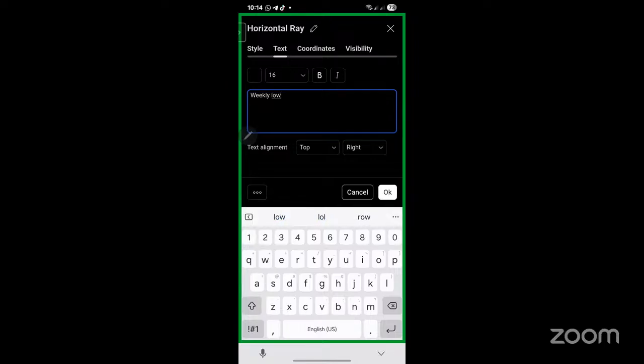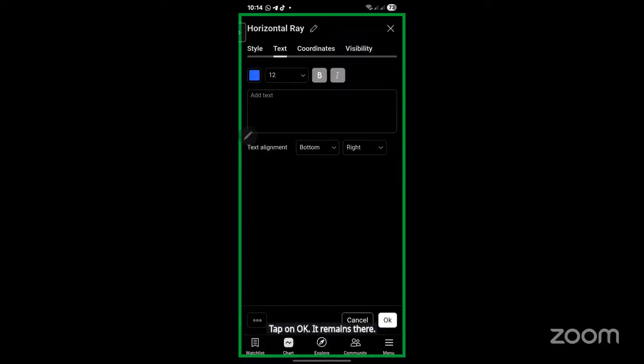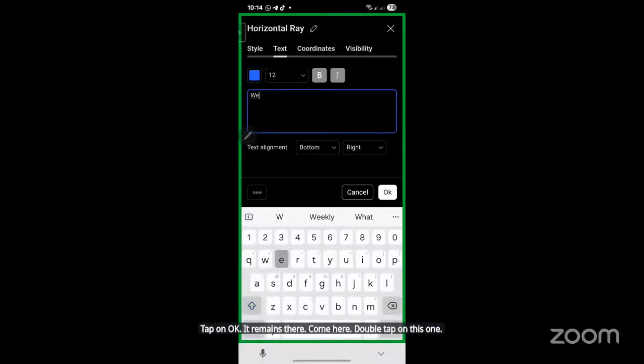Weekly low. Tap on OK. It remains there. Come here. Double tap on this one. Say weekly high. This is what we are going to do. Very simple. Weekly high.